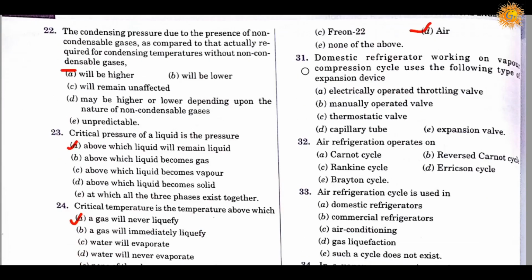Question 31. A domestic refrigerator working on the vapor compression cycle uses the following type of expansion device. Option A, electrically operated throttling valve, option B, manually operated valve, option C, thermostatic valve, option D, capillary tubes, option E, expansion valve. So the correct answer is D, the capillary tube. For 31, option D is capillary tubes.